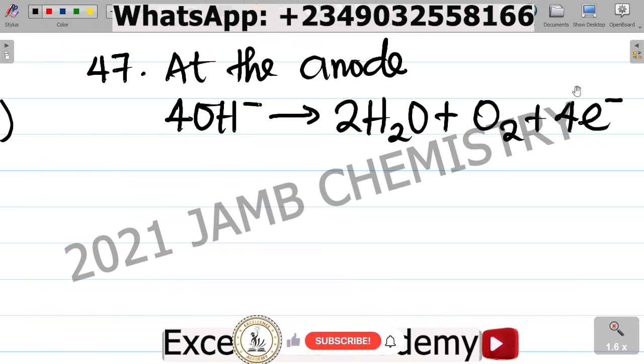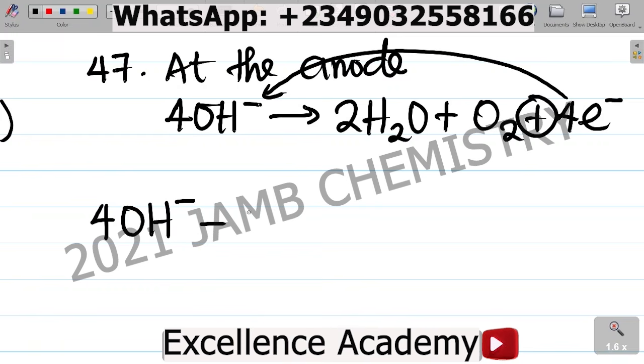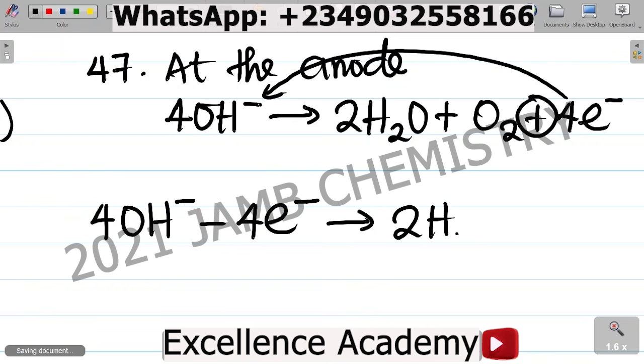If I move the number of electrons to the left-hand part of the equation, I'll be having 4 moles of the hydroxide ion. Move this over here. This was positive, it becomes negative, so it becomes minus 4 electrons, and that will yield 2 moles of water plus oxygen. So you have this.